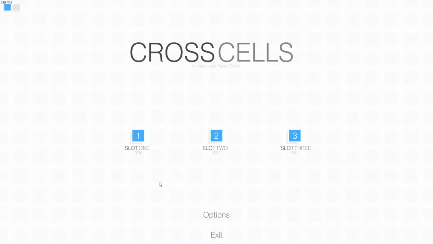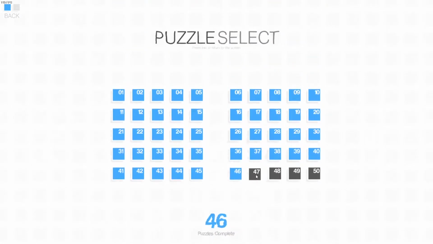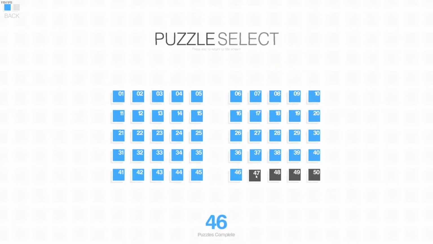This is CrossCells. It's a number and logic puzzle game. This game relies heavily on math and logic solving. Now, I've seen some comments that say some of the puzzles don't have much logic to them and people have resorted to guessing. There's one specific puzzle that I see mentioned quite a bit, and that's puzzle number 47. I haven't solved this puzzle, so I thought I'd give this an attempt and see if we can find the logic in it.